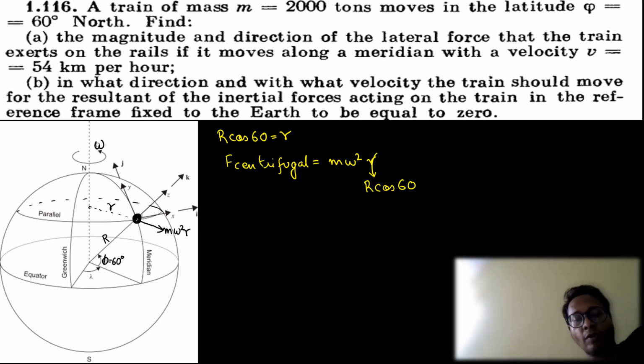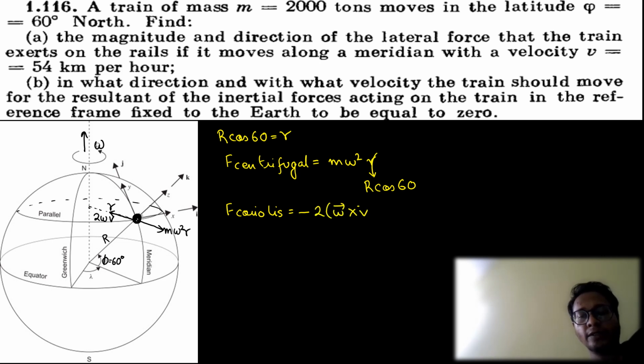Okay, now what is the Coriolis force? See, for the net pseudo force to be zero, the Coriolis force should be acting in this direction. This should be the direction of Coriolis force, which is equal to 2 omega v. Omega is a vector acting upward. What should be the direction of Coriolis force? See, F Coriolis is equal to minus 2 m omega cross v.